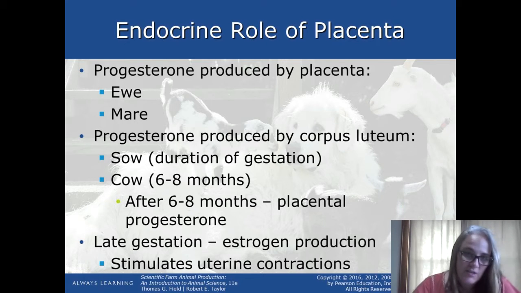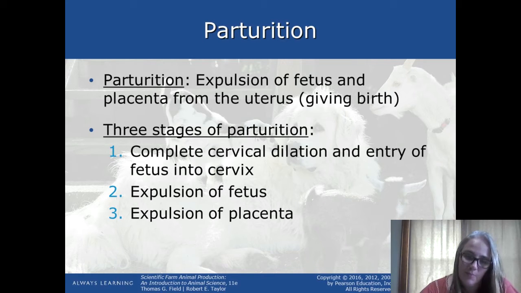In late gestation, the endocrine system begins to produce estrogen, and that's important because it stimulates uterine contractions, which brings us to parturition, or the expulsion of the fetus and the placenta from the uterus. We call this the act of giving birth, calving, lambing, any of those things.